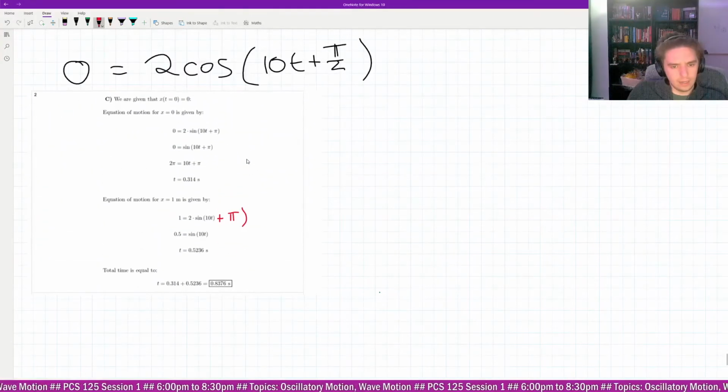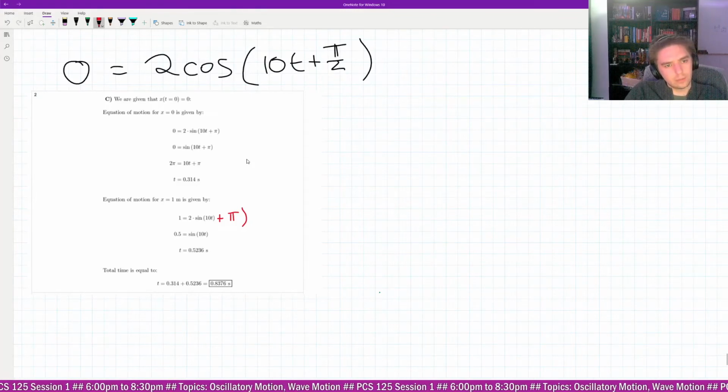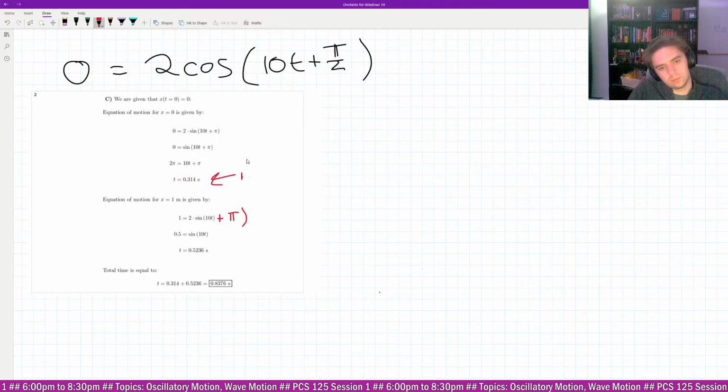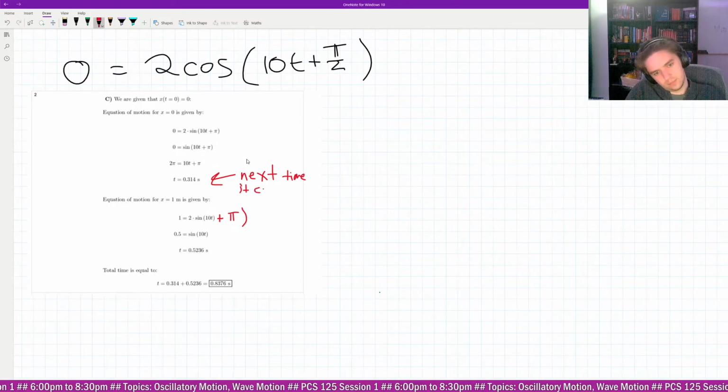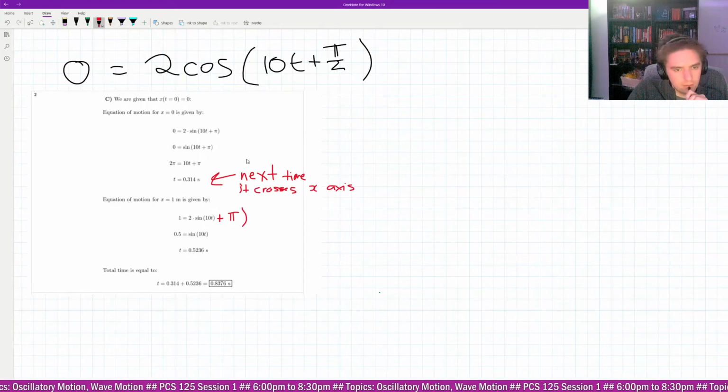But that's okay. What are they solving for here? We're given that at x of 0, so the x position at t equals 0 is 0. So given an equation for the motion, I just don't get that statement, because if you look literally right after, we have a time of 0.314, not a time at 0. Yeah, they said they immediately look for the next time that it crosses the x-axis.